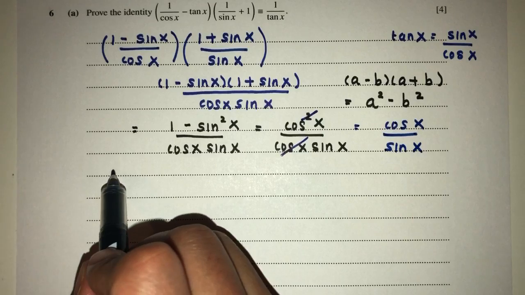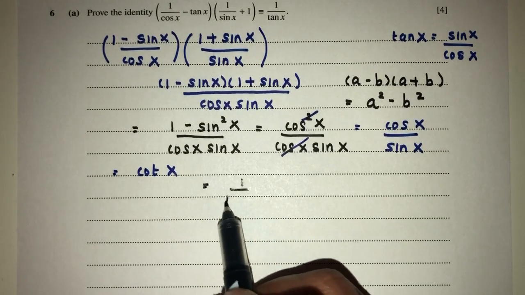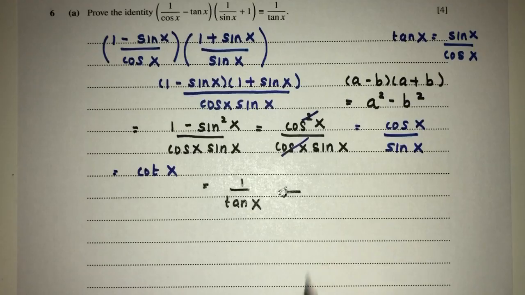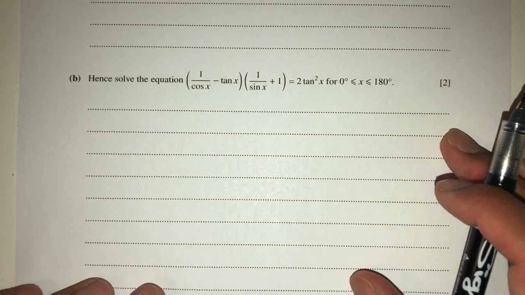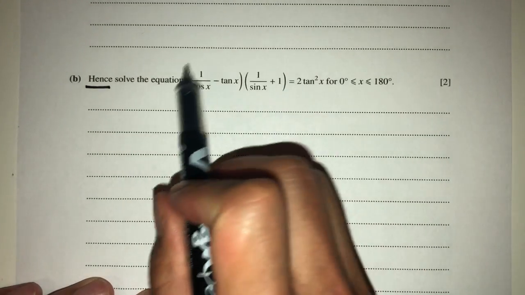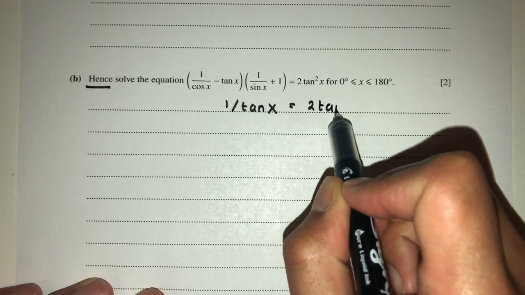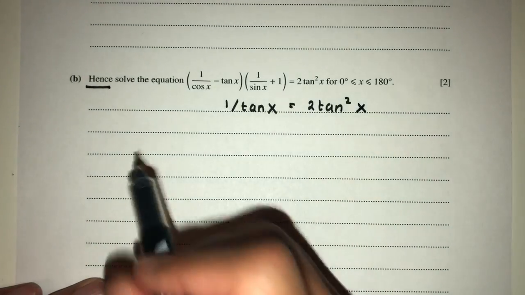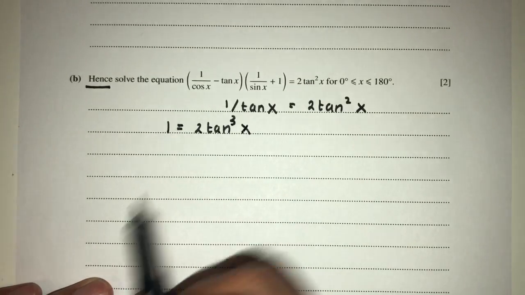Now what is this value? This is equal to cot x, right? But cot x is obviously equal to 1 over tan x. And this is your answer, shown as required. Now let's move on to part B of this question. Whenever you see hence, hence means we have to use the previous value to find the answer. Hence solve this equation. So here we know 1 over tan x is equal to 2 tan squared x. So simplify, by cross multiplying, you will have 1 is equal to 2 tan cubed x.